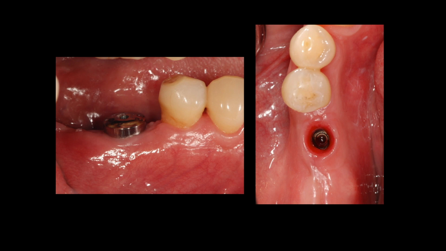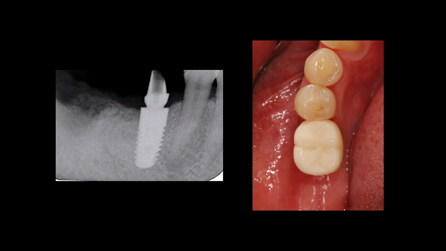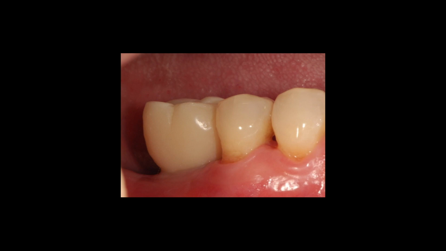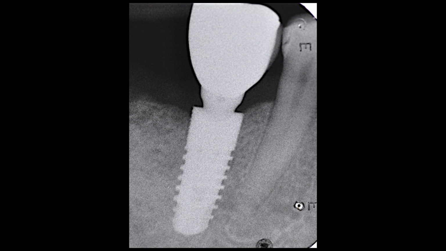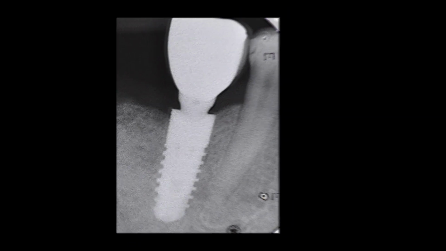Back to the case of replacing right first mandibular molar. Healing was allowed for 3 months. Provisional was provided for the implant. This is how the provisional restoration and soft tissue looked. Final restoration that has the same contour and shape as provisional was delivered.